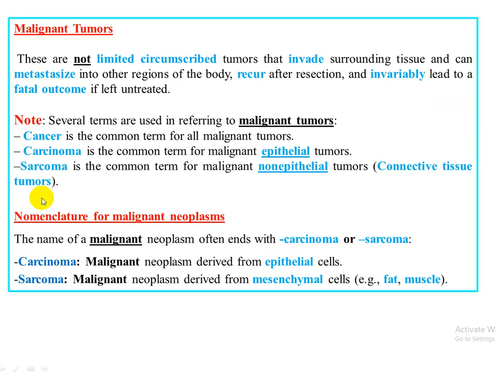Nomenclature of malignant neoplasm. The names of malignant neoplasms often end with the suffix carcinoma or sarcoma. Carcinoma refers to a malignant neoplasm derived from epithelial tissue. Sarcoma is a malignant neoplasm derived from mesenchymal or connective tissue cells, such as fatty cells, muscles, or fibers.